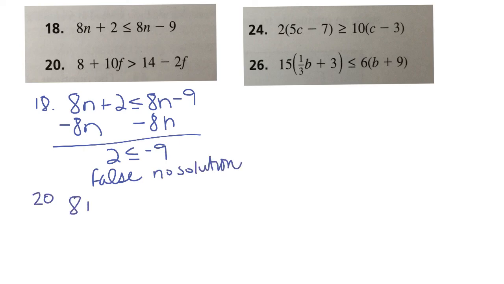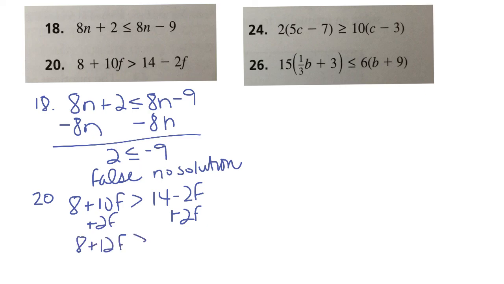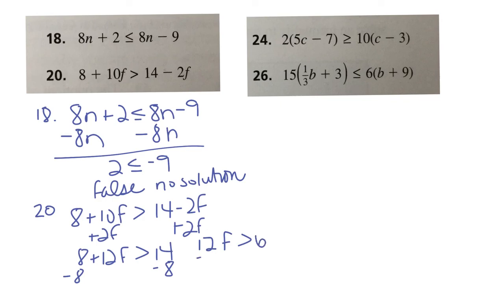Number 20. 8 plus 10f is greater than 14 minus 2f. Okay, we have variables on both sides, so we're going to add 2f to both sides. So we have 8 plus 12f greater than 14. Now we'll move our constant to the other side. So we get 12f is greater than 14 minus 8, which is 6. Divide by 12. And f is greater than 1/2. If I want to draw that on a number line, I have an open circle. Greater than is 1, 2, and 3. Those numbers are to the right.